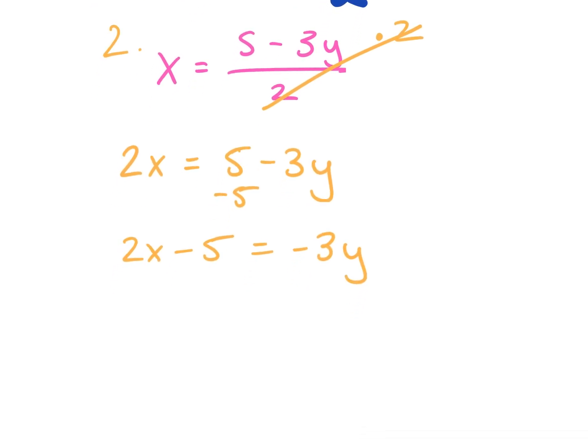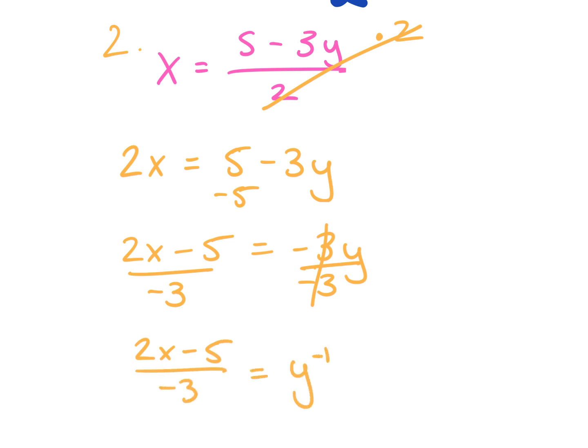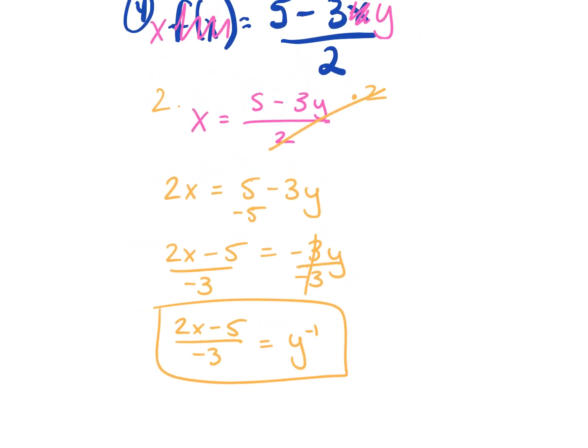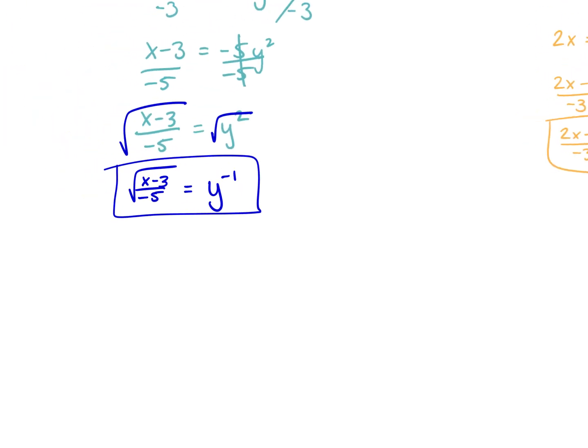What's next? Divide by -3. So we have 2x minus 5 over -3 equals y. And we can't forget to name the inverse. So that would be our answer. Any questions here? All right, a couple things that came up in the last class on the homework.